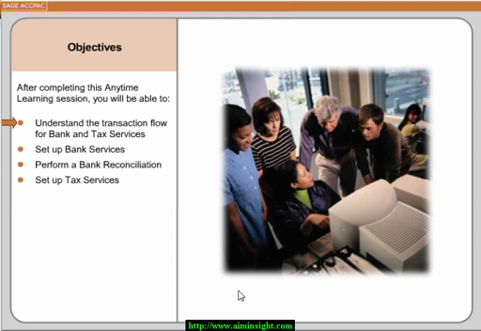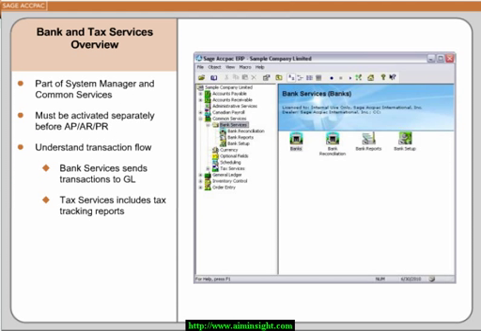To understand the transaction flow for bank and tax services, set up bank services, perform a bank reconciliation, and set up tax services. Bank and tax services are part of the system manager and reside in common services.